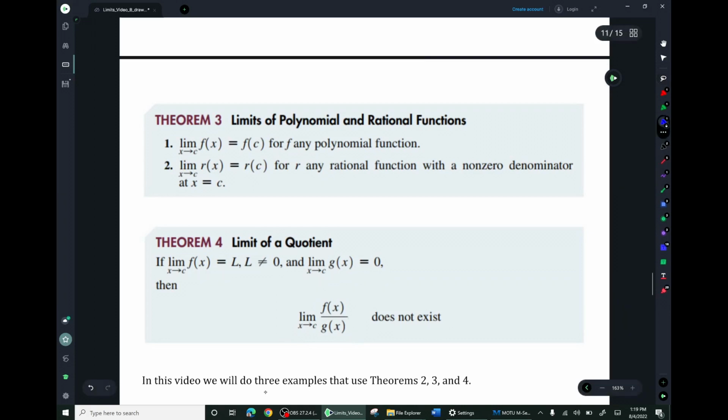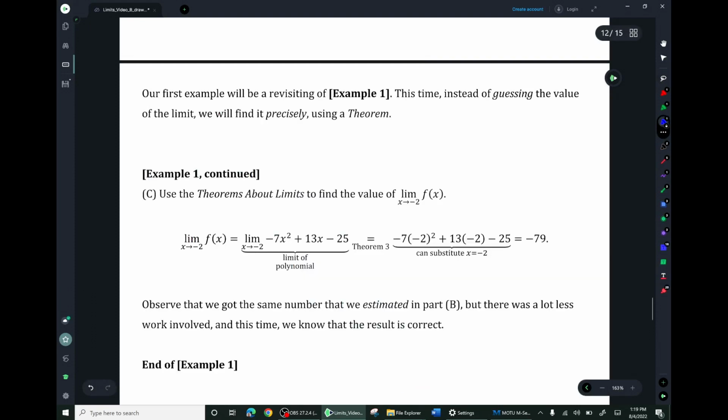In this video, we'll do 3 examples that use theorems 2, 3, and 4. In our first example, we'll revisit example 1. This time, instead of guessing or estimating the value of the limit, we'll find it precisely using a theorem. So this is, again, example 1 continued. Question C is to use the theorems about limits to find the value of the limit as x approaches -2 of f of x.